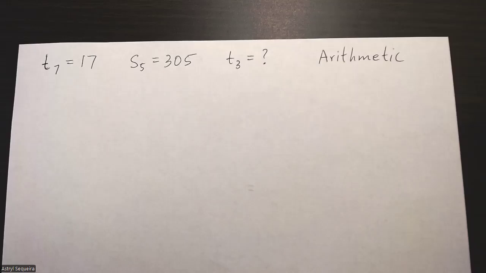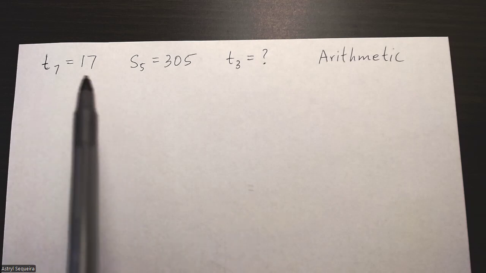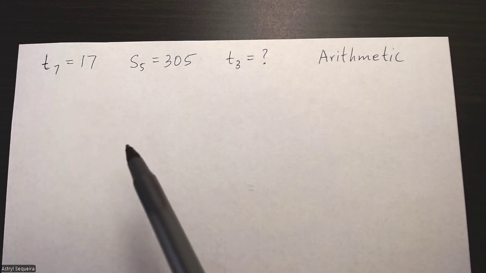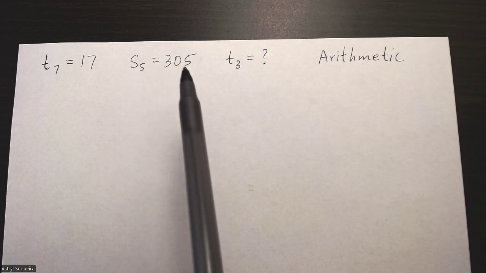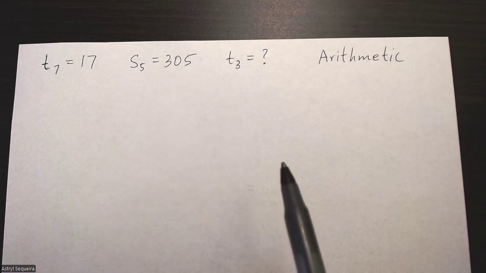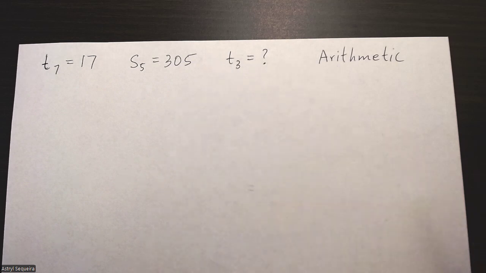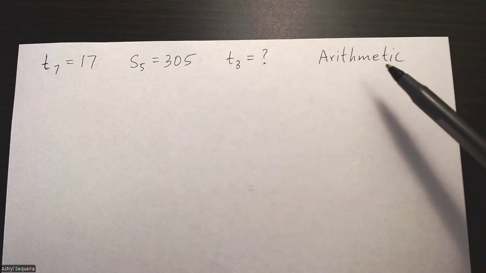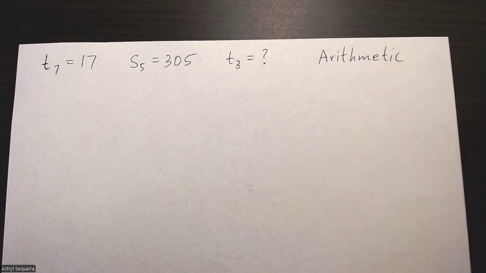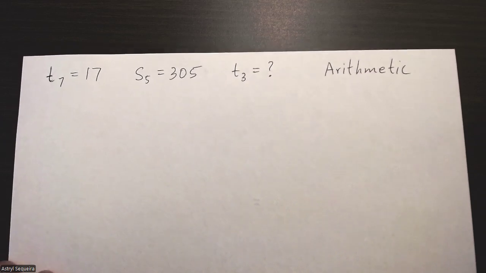All right, in this video, we are given the seventh term of a sequence. It's 17. We're given the sum of the first five terms, which is 305. And we're asked to find the third term in the series. And we're also told that it's specifically an arithmetic series, so we can use that information as well.